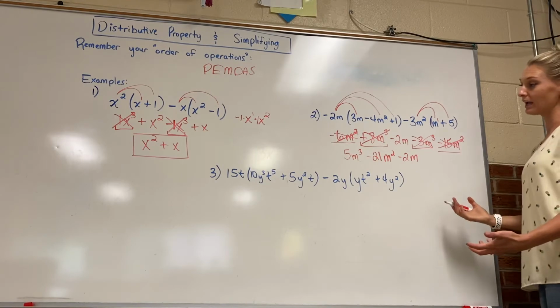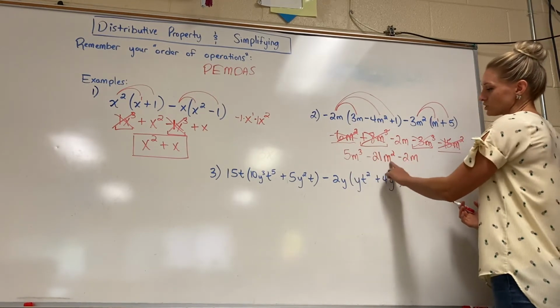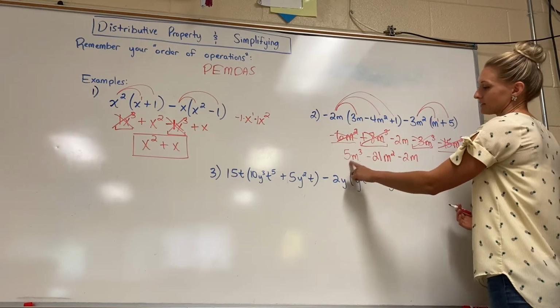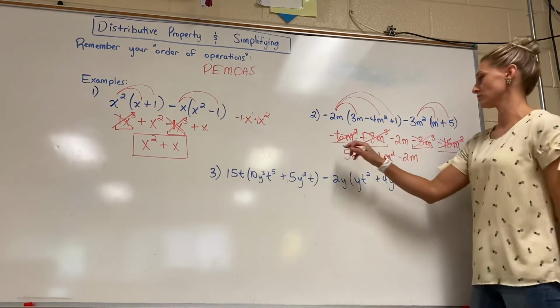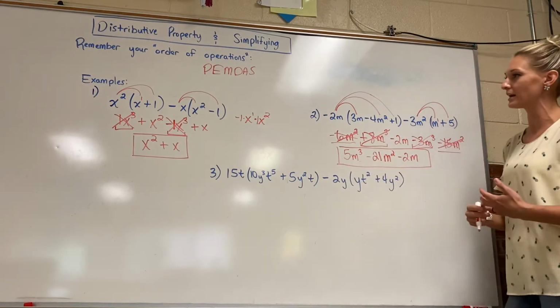Now, if I didn't look ahead and I did the m squared terms first, I'd have to switch it around so that the m to the third term is first. Because remember, when you put it in standard form, you always want to list it from highest degree to lowest.